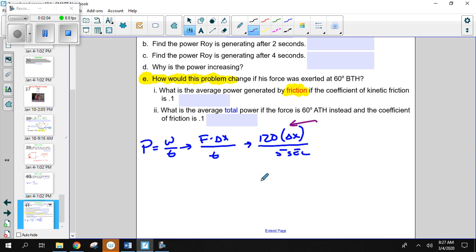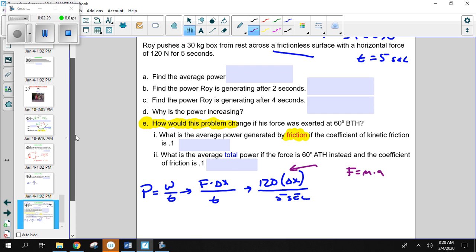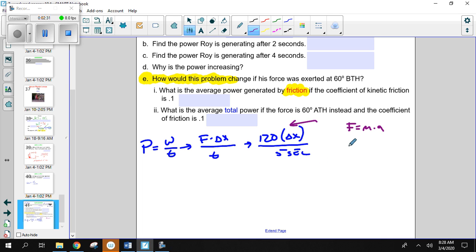So if you remember way back when we dealt with Newton's second law, all forces equals mass times acceleration. Now be careful, because the acceleration is not the same as the acceleration of gravity. Gravity pulls down, and this is moving over, so it's not going to have an acceleration of 9.8. It's going to have an acceleration based on the force being applied horizontally, which is 120 newtons. So that 120 newtons equals 30 times a.